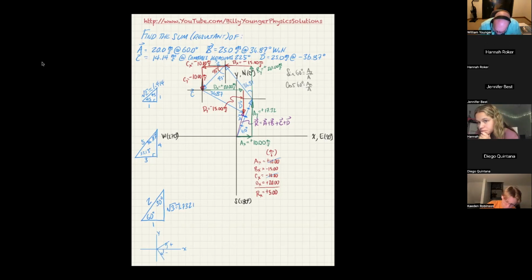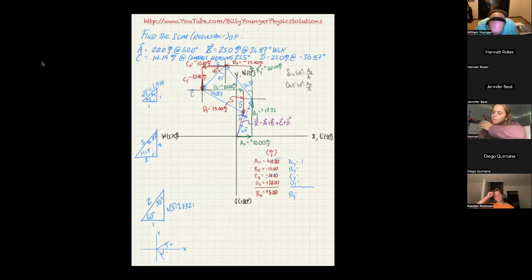Now, just to keep it different, I'm going to write A sub y, B sub y, C sub y, D sub y, line R sub y. Okay, so A sub y, again, checking to make sure everything looks right. That is in the first quadrant, which means the y component's positive, and that's positive 17.32. There's the decimal. And I'm going to say all of these have units of meters per second. B sub y is positive 20.